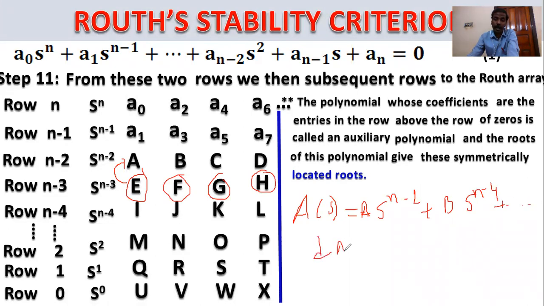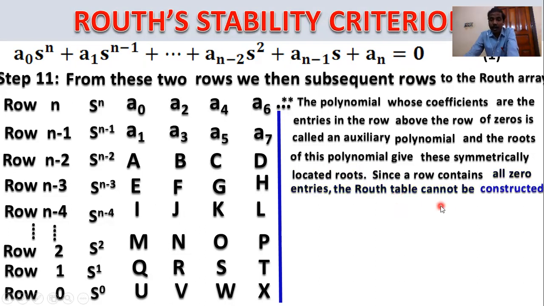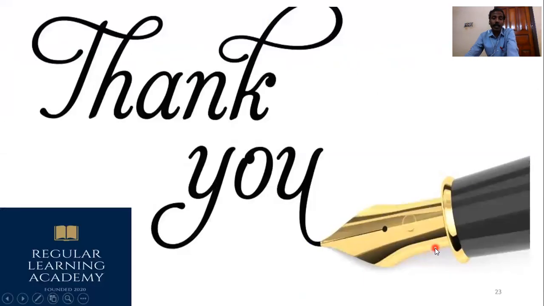Then differentiate dA/dS, calculate the coefficients, put them in this position and determine the next values. Since a row contains all zeros, the table cannot be constructed further. To overcome this, the row of zeros is replaced with the coefficients of the derivative of the auxiliary equation. This auxiliary equation is always a polynomial with even powers of S, since the roots of this polynomial always occur in pairs.